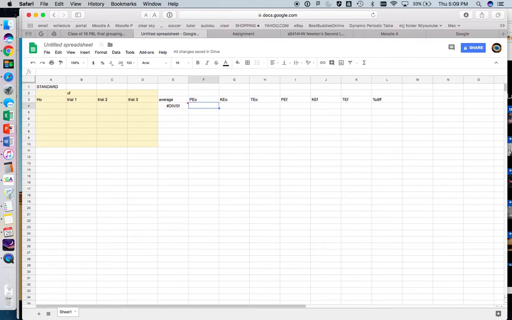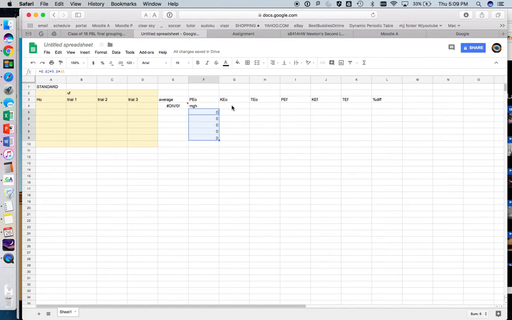Now, potential energy for standard was mgh, right? So we know that the mass was initially 20 kilograms, and we know that g is 9.8, and we have h0, so we click here. Now when you do it that way, all you have to do is bring it down and it'll do it for all your heights.